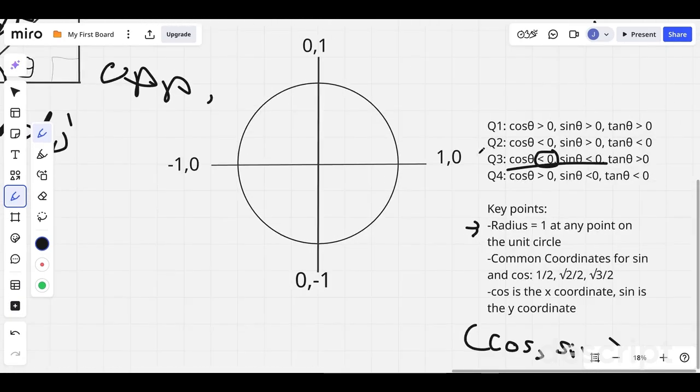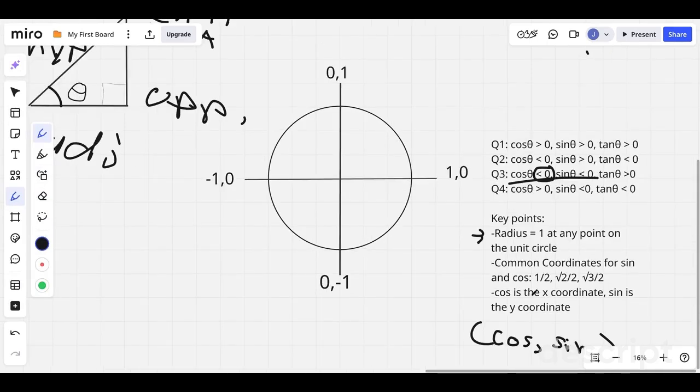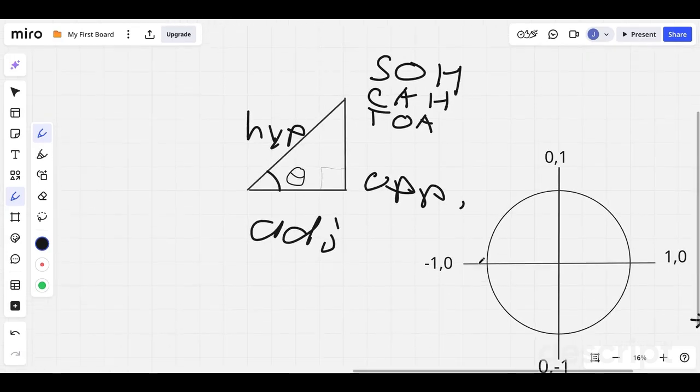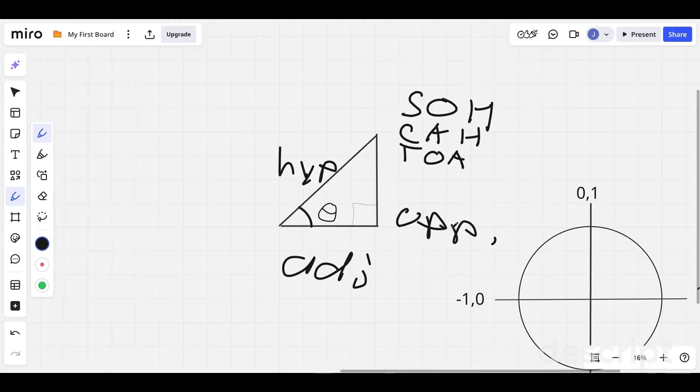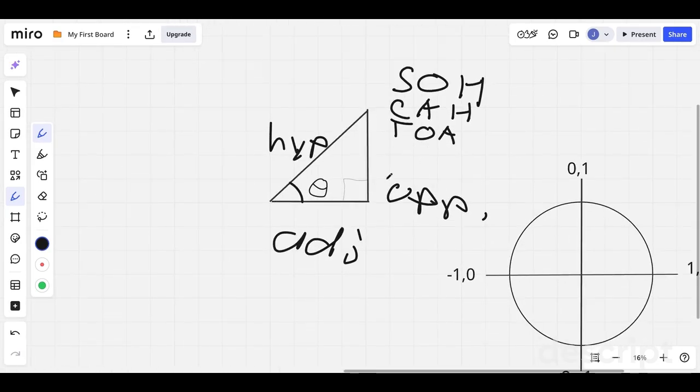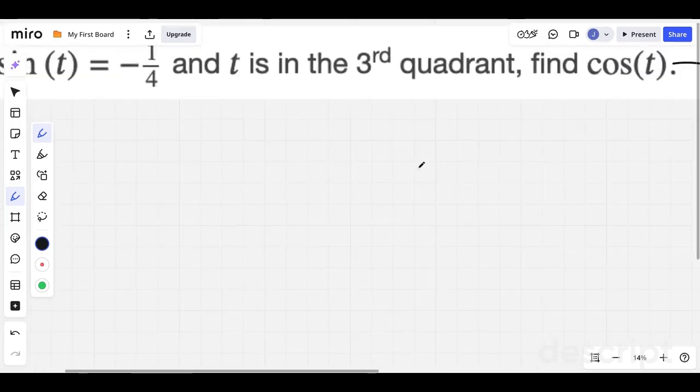Coming back to the unit circle, we have some key aspects. So the radius is equal to 1 at any point on the unit circle. So say we're over here. The distance from that point to the origin over here, 0, 0, is going to be 1. As long as you're on the unit circle, the distance from there to the origin is going to be 1. Remember, cosine is the x-coordinate and sine is the y-coordinate. Also, remember your 3 basic trig ratios, so SOHCAHTOA. Sine is your opposite over your hypotenuse. Cosine is adjacent over hypotenuse, and tangent is opposite over adjacent.